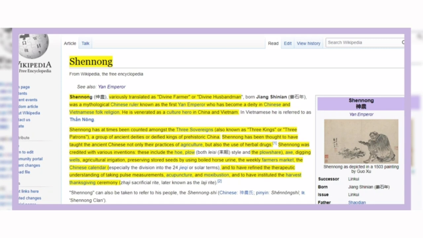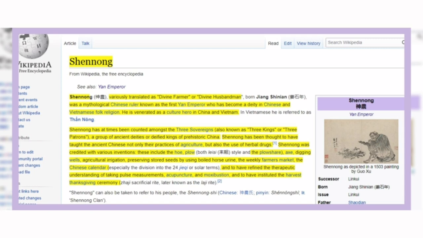Shennong. Shennong, variously translated as divine farmer or divine husbandman, was a mythological Chinese ruler known as the first Yan Emperor, who has become a deity in Chinese and Vietnamese folk religion. He is venerated as a culture hero in China and Vietnam. Shennong has at times been counted amongst the Three Sovereigns, also known as Three Kings or Three Patrons, a group of ancient deities or deified kings of prehistoric China.